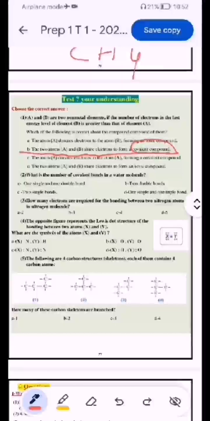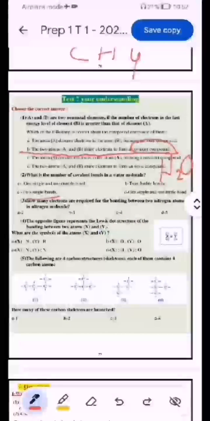Number 2. What is the number of covalent bonds in a water molecule? We said the molecule is H2O. So, O makes one single covalent bond with one hydrogen atom and another single covalent bond with the other hydrogen atom. So we have two single bonds, okay?